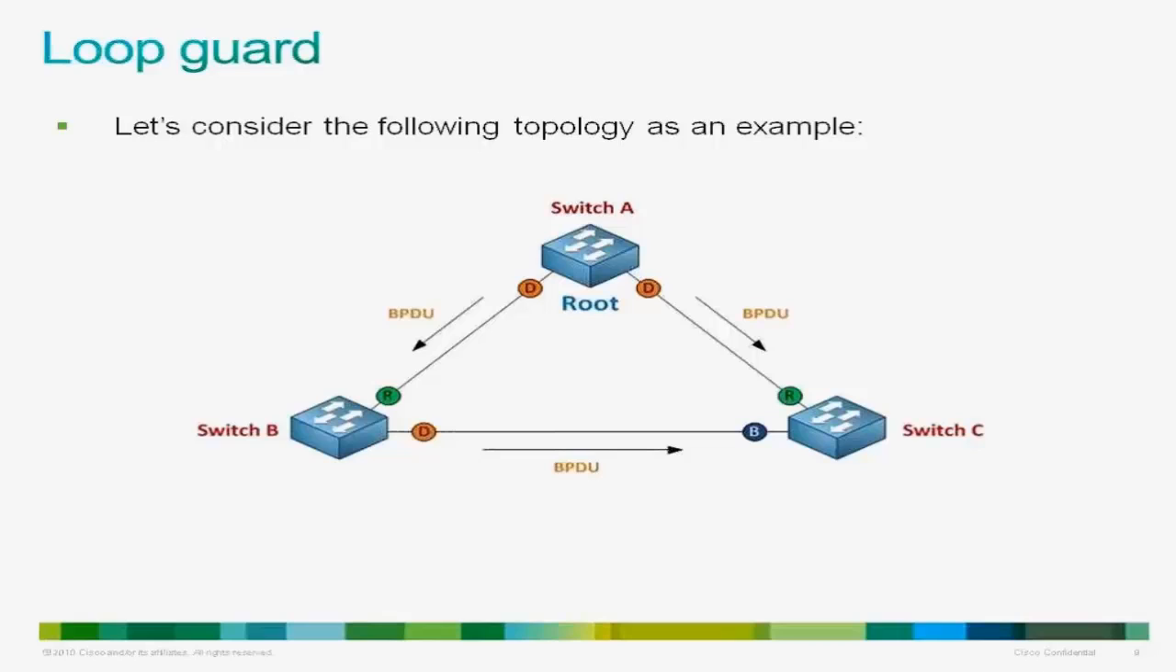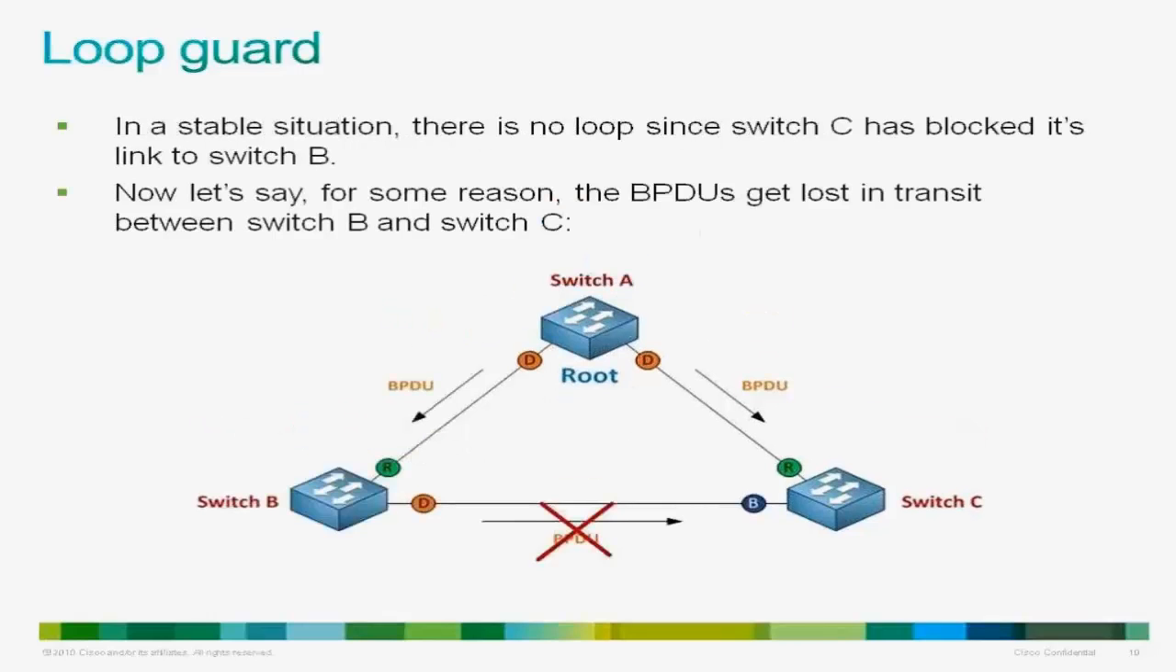At this point, this is how spanning tree has converged, and at this stage you do not have a loop in your network, right? The BPDU flows are also given here in the diagram. Switch A, being the root, of course, has both its interfaces as designated ports. Now let's consider a situation where, for whatever reason, BPDUs are getting lost between switch B and switch C.